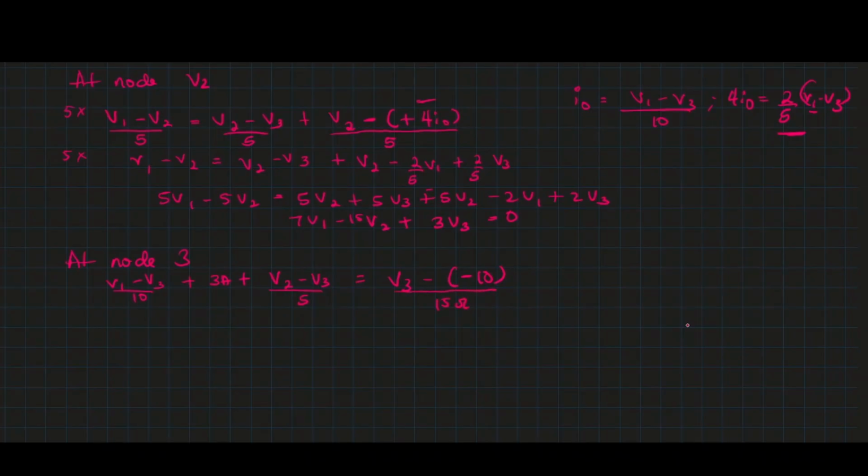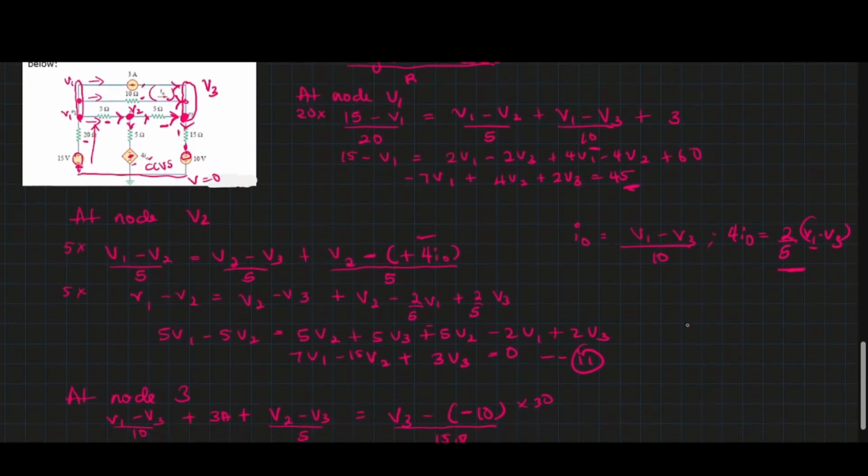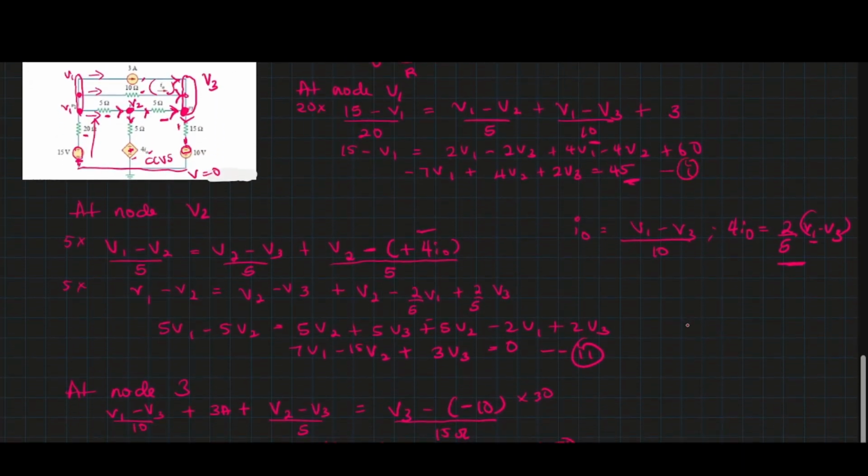So just simplify this, multiply through by 30, and if you evaluate, you're going to get 3V1 minus 3V2 plus 6V2 minus 6V3 plus 19 equals to 2V3 plus 20. Simplify to V1 plus 6V2 minus 11V3 equals to minus 70. This is our third equation actually. This was our second equation, and this was our first equation.